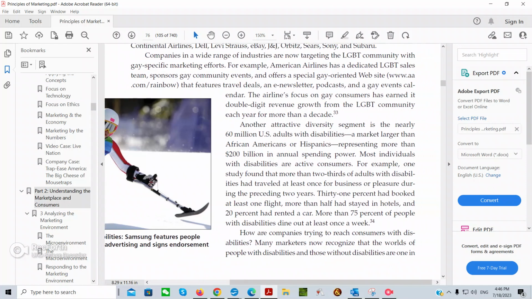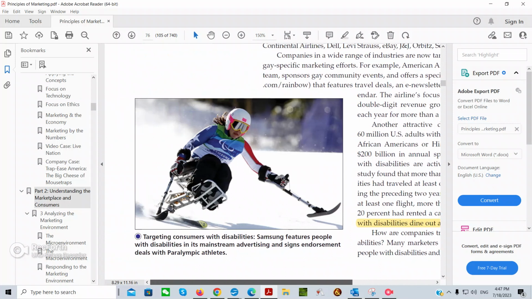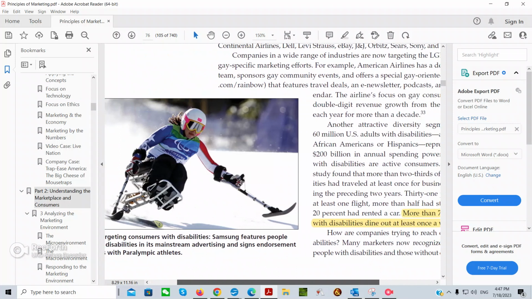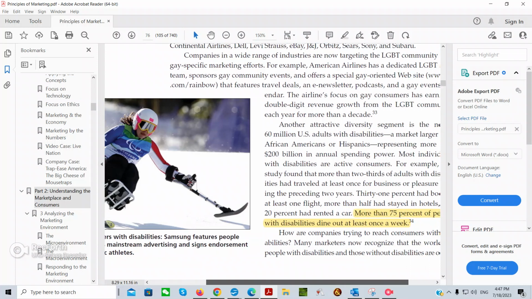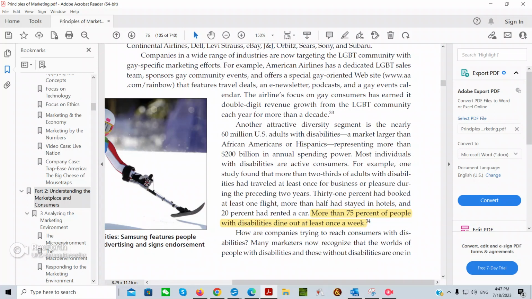More than 75% of people with disabilities go out at least once per week. See that? It's important buying habits information. Okay? Now, sometimes companies will have targeted promotion campaigns, such as targeting consumers with disabilities. Samsung features people with disabilities in mainstream advertising and signs endorsement deals with Paralympic athletes.